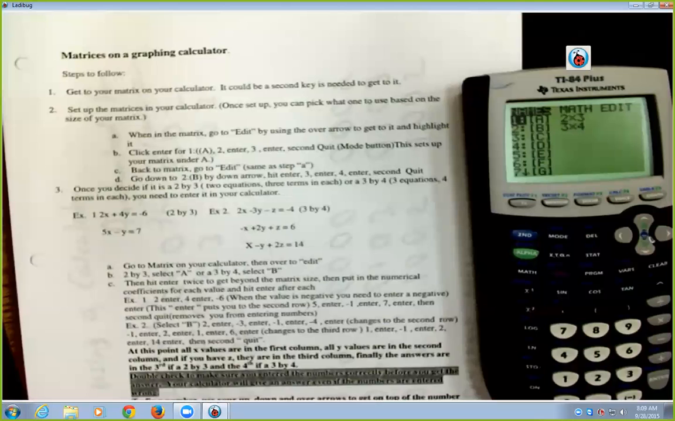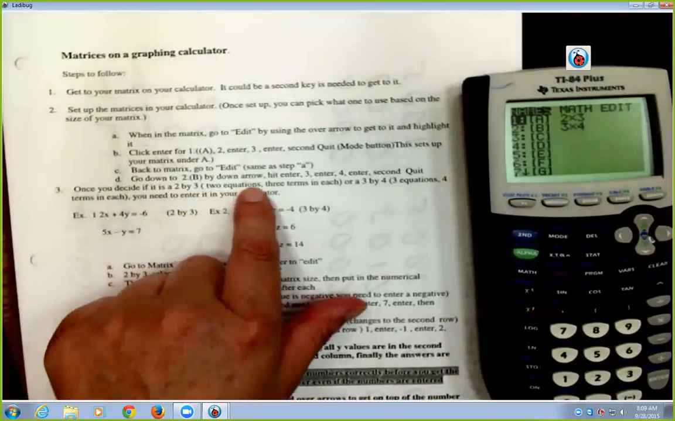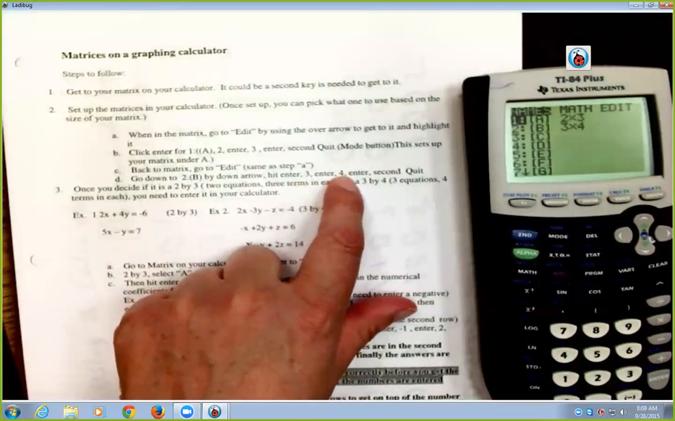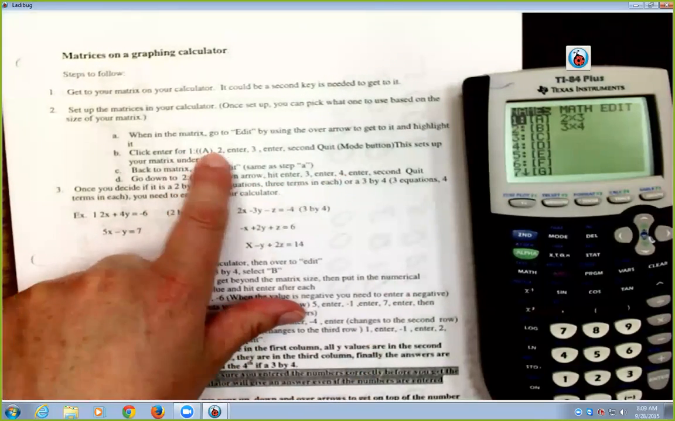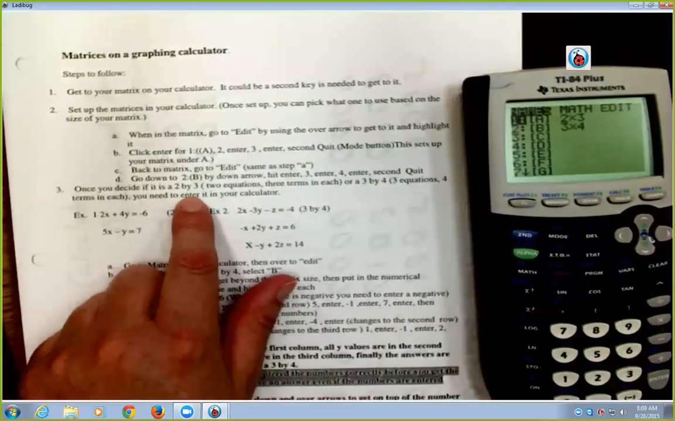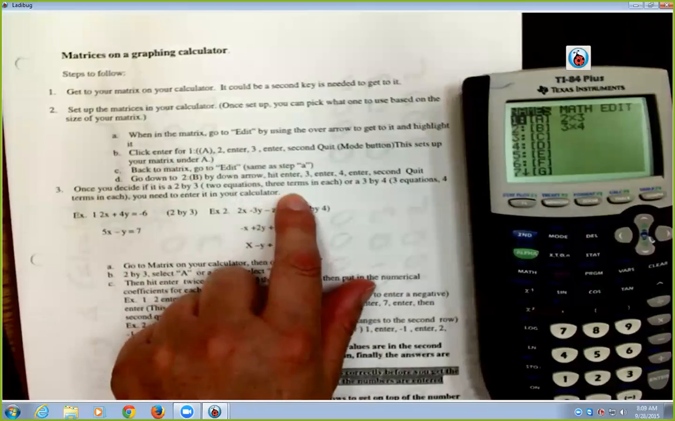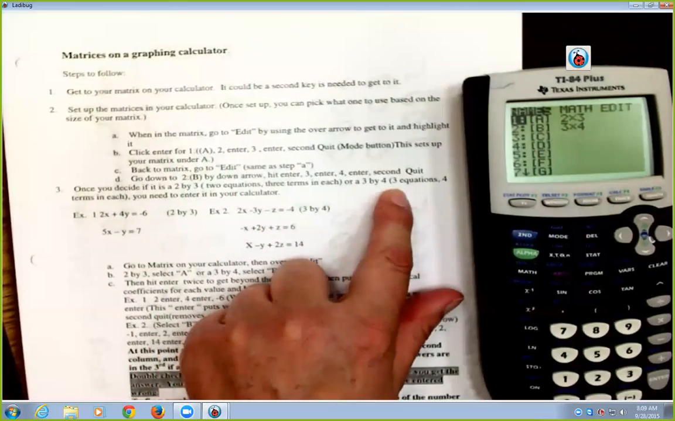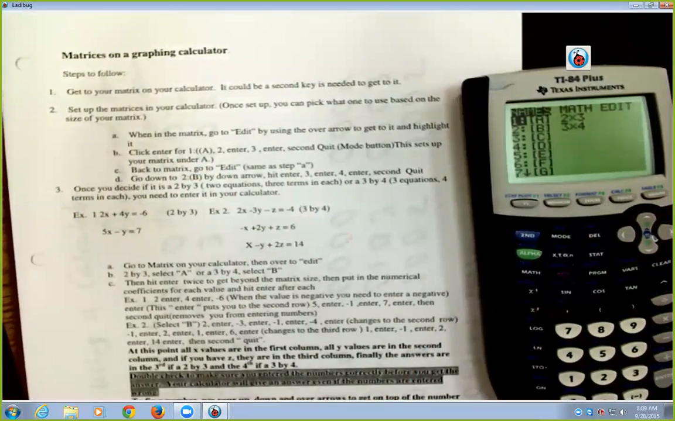Okay, we got that so far? So far we're doing good? We got that part in there. So we are down to the part where we are looking at right here on our matrix. So we have both of those in. We've got a 3 by 4 and we have a 2 by 3. So we're to that point. So then once you decide if you want a 2 by 3, which is 2 equations and 3 terms, or a 3 by 4, which is 3 equations and 4 terms each, you need to enter those into your calculator.